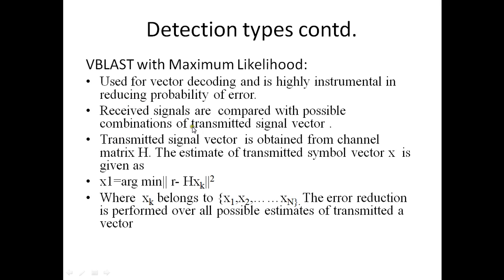The received signals are compared with possible combinations of the transmitted signal vector, that is the estimate. The transmitted signal vector is obtained using the channel matrix H. You directly have your estimate of the transmitted signal vector; you don't have to calculate a decision parameter. You take the argument minimum value of the norm of r minus H xk squared, where r is the received vector and xk belongs to x1 to xn. The error minimization is performed over all possible estimates of the transmitted vector. So this is also a recursion method once this particular step is accomplished.